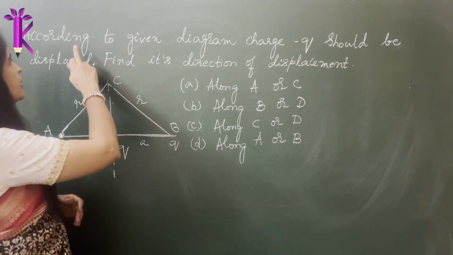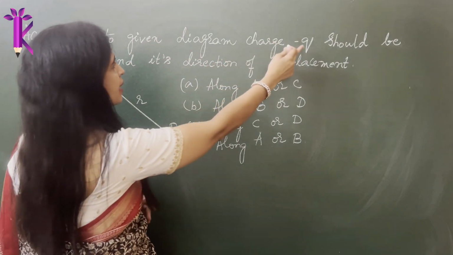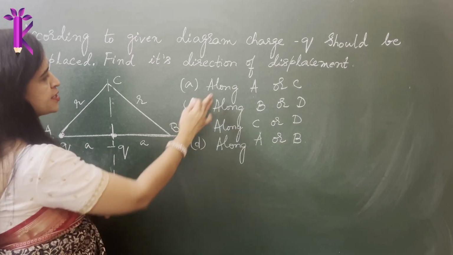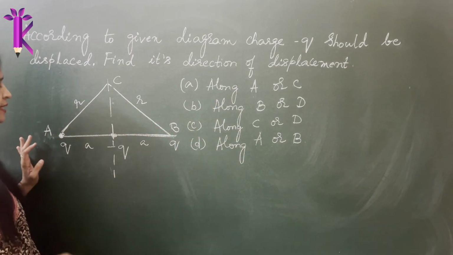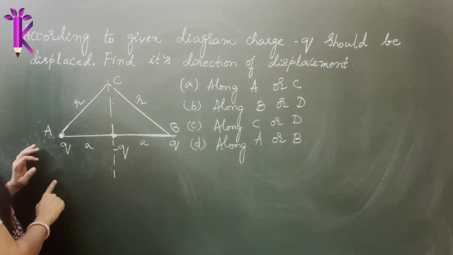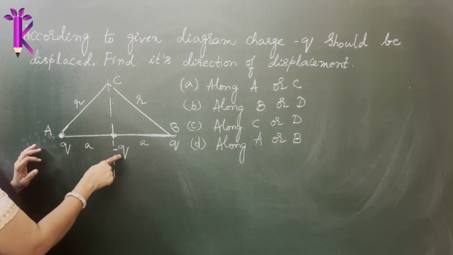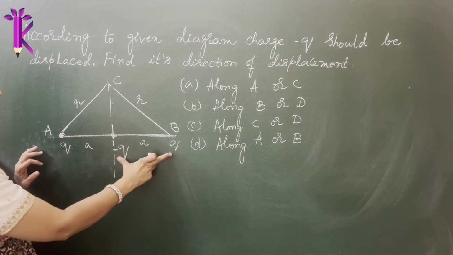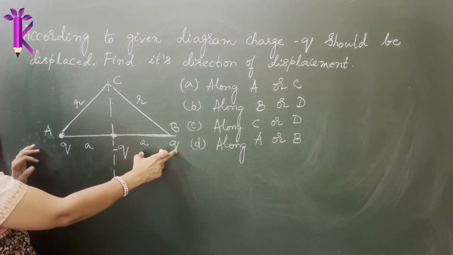Let's solve it. According to the given diagram, charge minus q should be displaced. Find its direction of displacement. Okay, first let's understand the diagram. They want charge minus q. This is minus q. They want this to be displaced. What is the given scenario? So charge minus q is placed at a distance of a from charge plus q, again at a distance of a from charge plus q on either side.